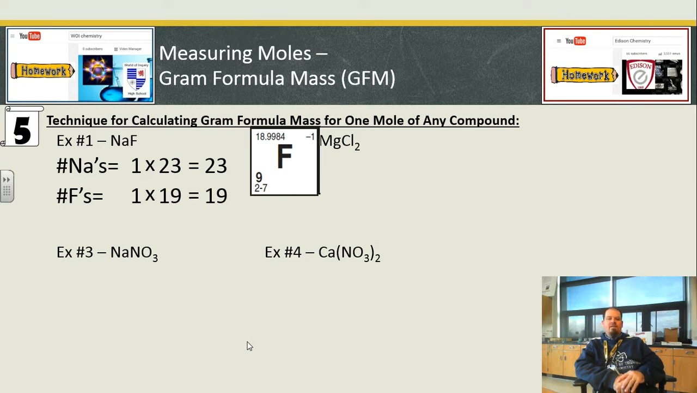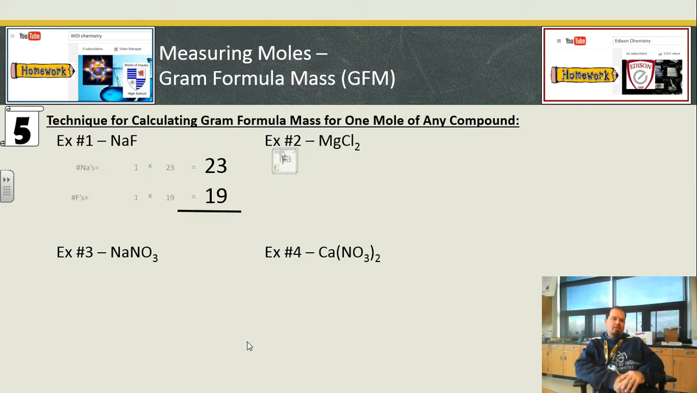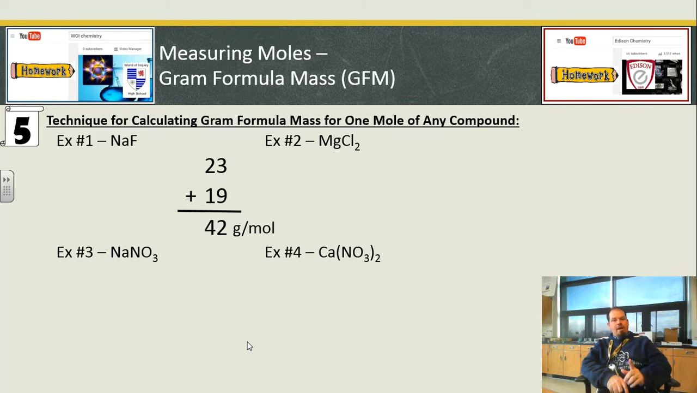And then we learned last slide that I just take those 2 numbers and I add them up. And when I add them up, I get 42. And then I have to put some units on there, and that is grams per mole. That means 42 grams per mole, or 42 grams equals 1 mole. Grams per mole, okay, per 1 mole.